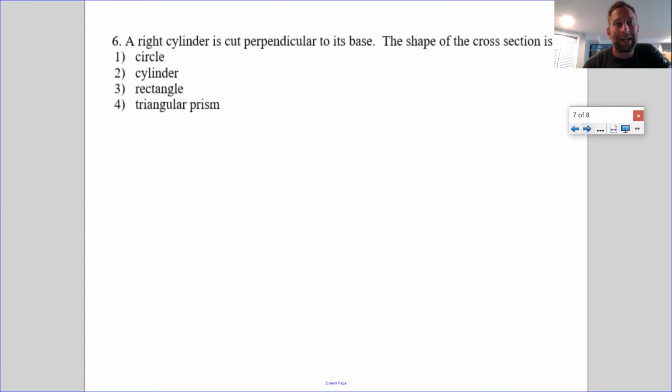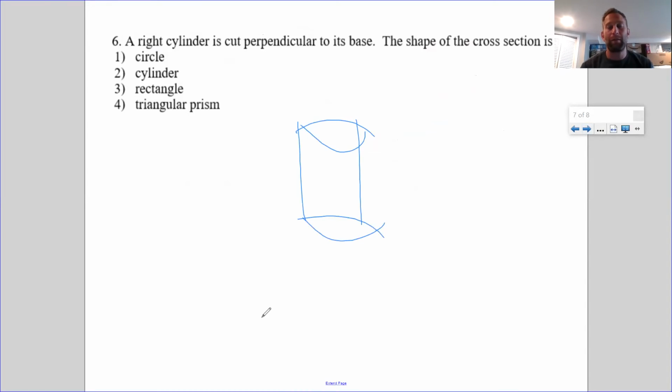Number 6, a right cylinder is cut perpendicular to the base. So perpendicular to the base, what does that mean? Well, parallel to the base would be horizontally. Perpendicular to the base is talking about vertically. If I take a vertical slice of that cylinder, it's a rectangle.